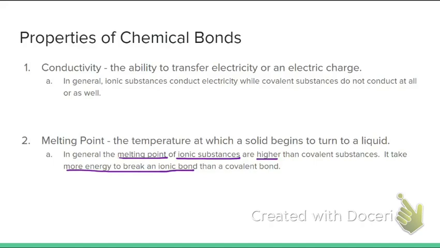It takes longer and much hotter temperatures to be able to break that ionic bond than to break covalent bonds. A good way to think about this is if you've ever dealt with cooking with sugar, that sugar melts pretty quickly at a pretty low temperature. So just kind of have that thought process there.